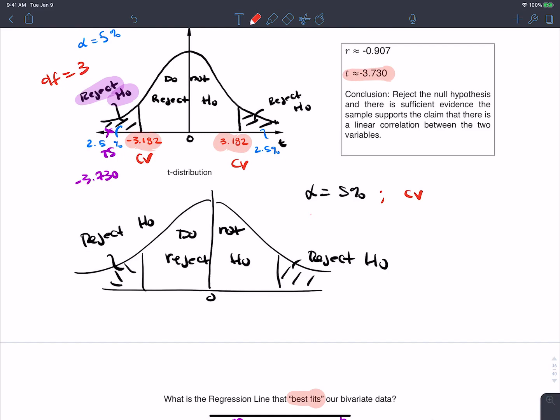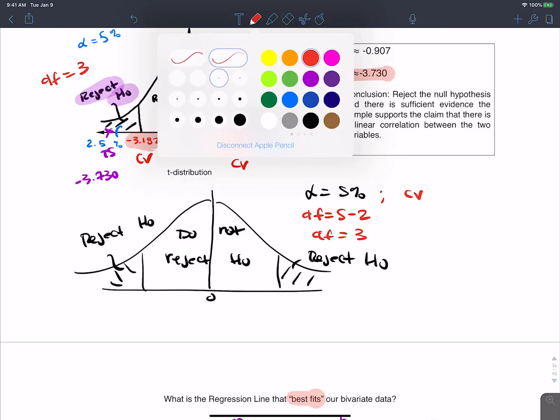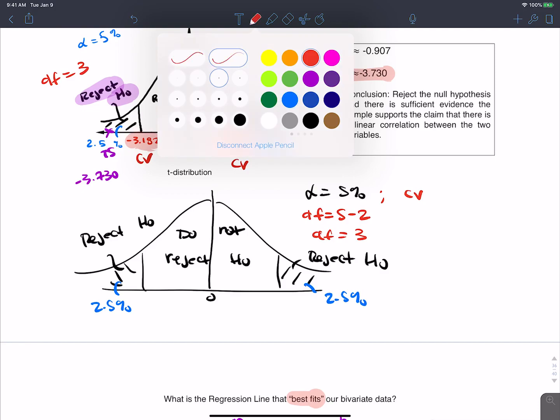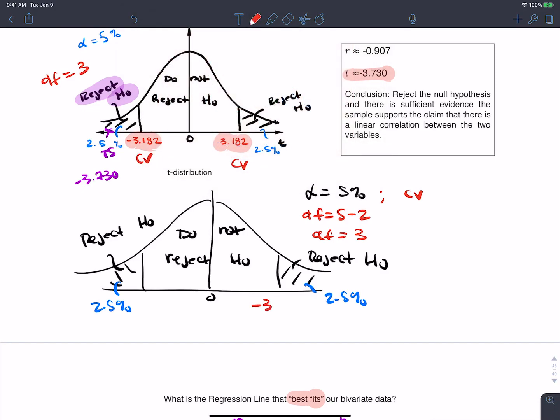So, if I have 5 data values, degrees of freedom is 5 minus 2, that's going to be what again? Is that 3? Okay, so if you want to double check, we have the exact same critical values as the prior example. Meaning, we're going to have what here? Positive 3.182 and negative 3.182, because we have the same degrees of freedom and the same alpha.